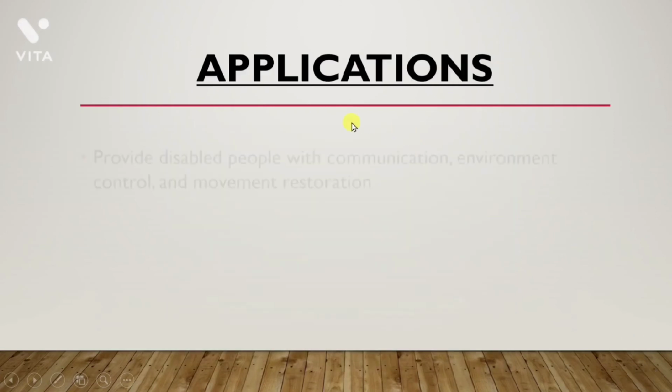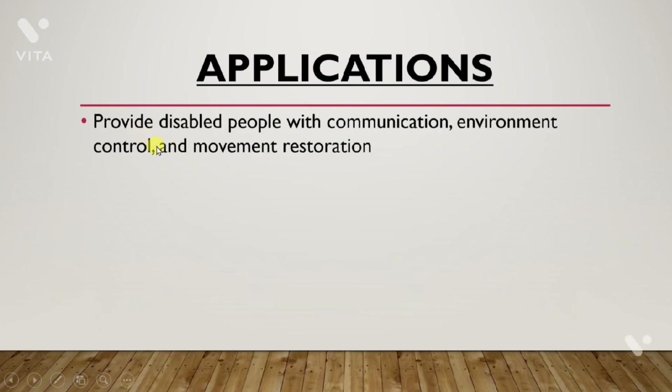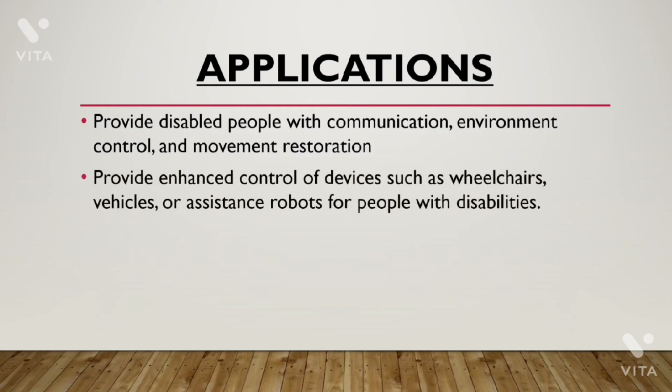So coming to the applications of BCI. BCI provides disabled people with communication, environment control and movement restoration. So the people who cannot speak or who have lost their movement can use these BCI applications in their day-to-day life. It provides enhanced control of devices such as wheelchairs, vehicles and assistive robots for people with disabilities. Nowadays we are able to see wheelchairs where a person can control the wheelchair with the help of his brain. This is possible because of BCI technology.